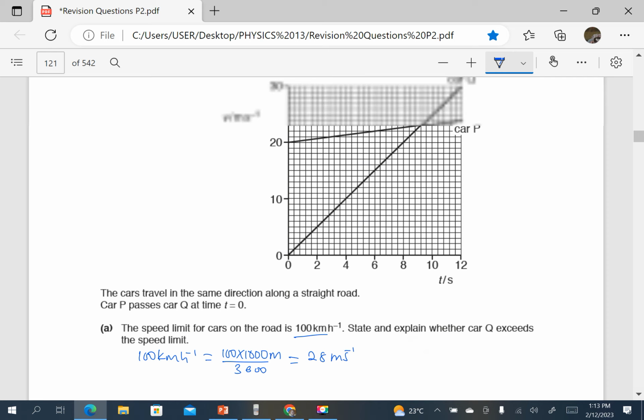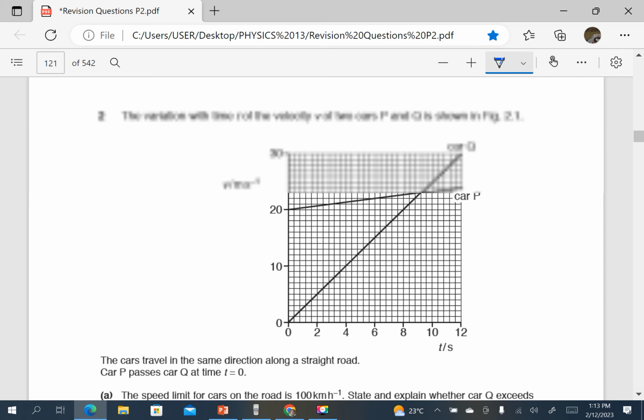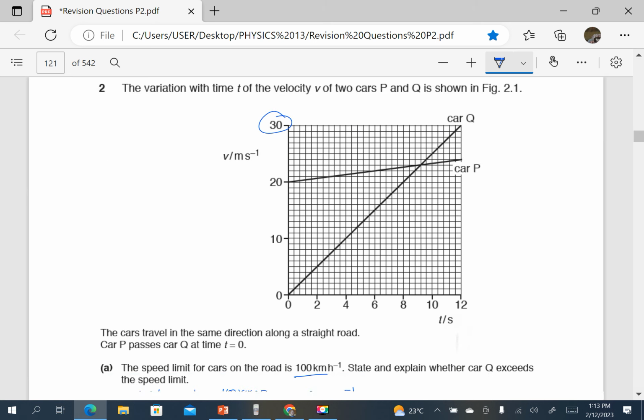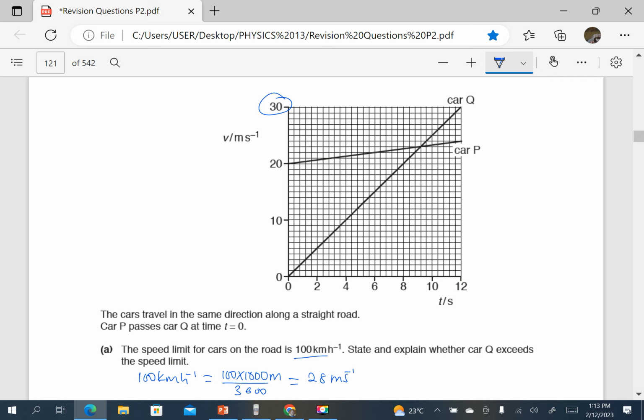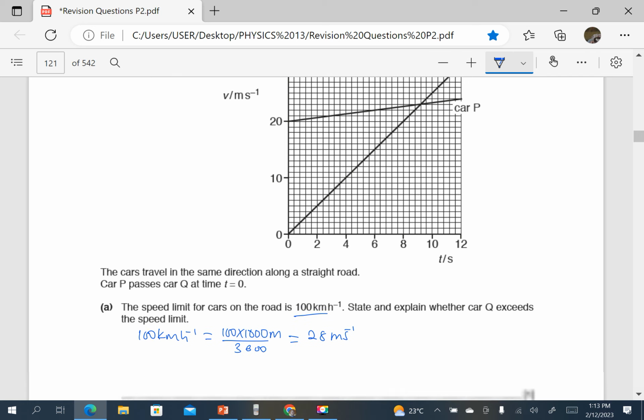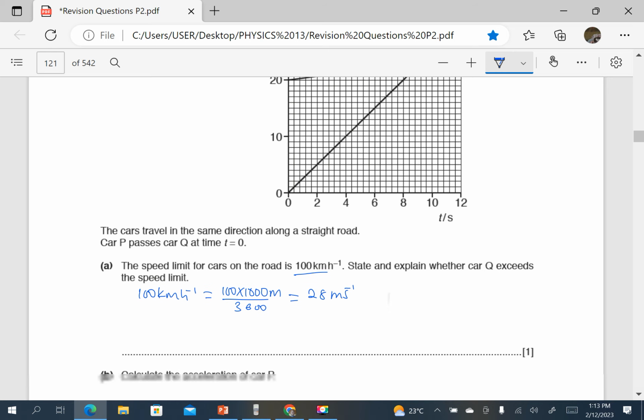Let's check the top speed of car Q. Car Q's top speed is 30 meters per second, but the speed limit is 28 meters per second. That means because 28 meters per second is less than the car's top speed, the car has already exceeded the speed limit. So the car exceeds the speed limit.